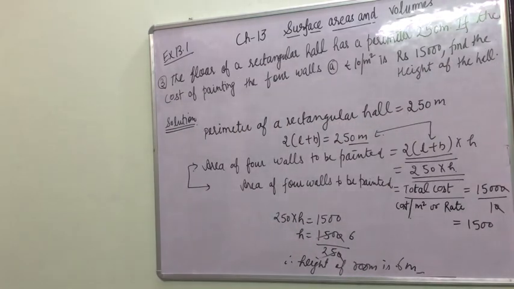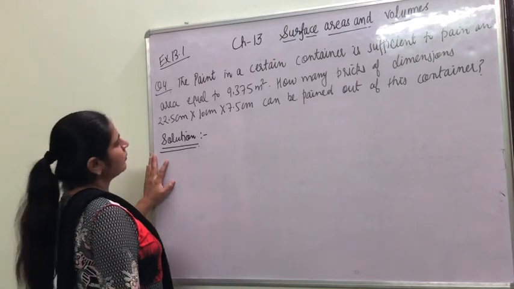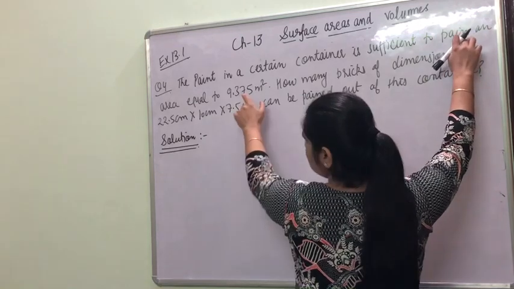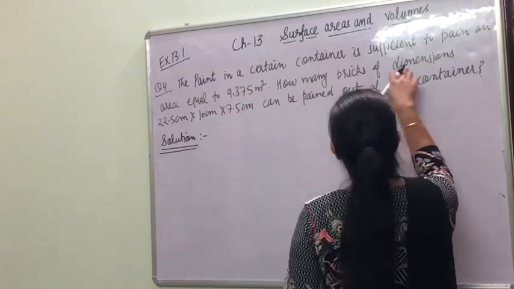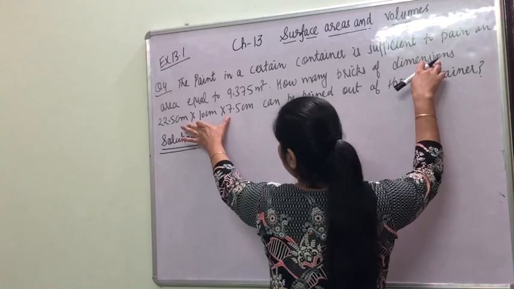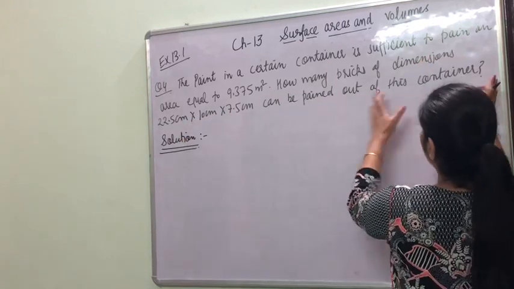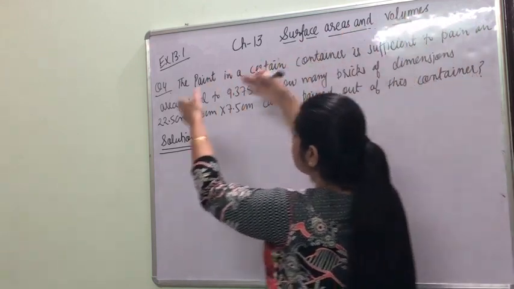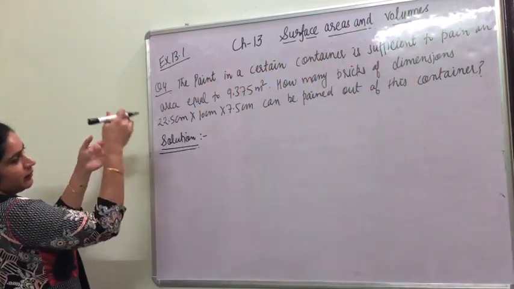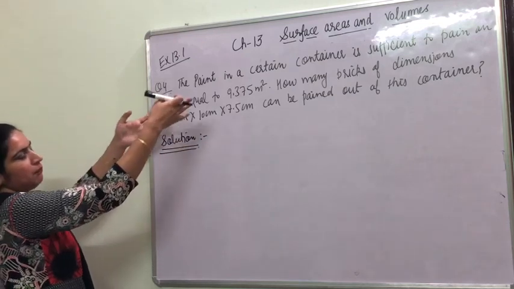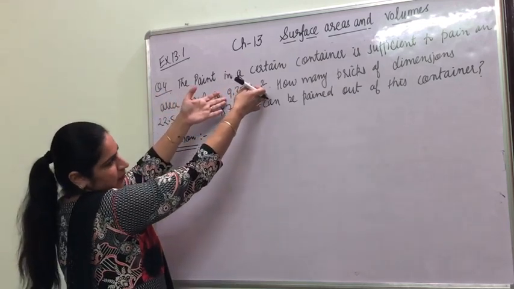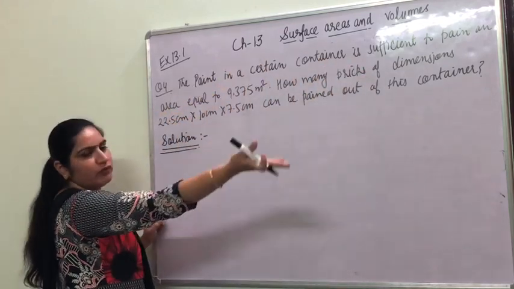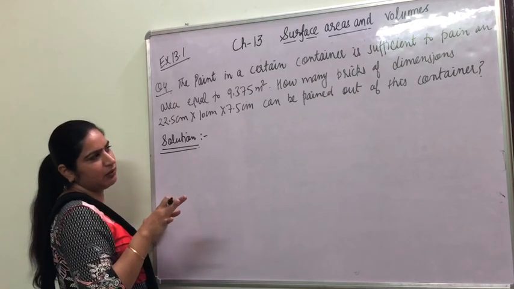Now next question. Now we are doing question number 4. The paint in a certain container is sufficient to paint this much area. How many bricks of the given dimensions can be painted out of this container? Here the given thing is, in a container, some paint is given which can paint this much area, and the bricks are given whose dimensions are given. We have to find how many bricks can be painted.